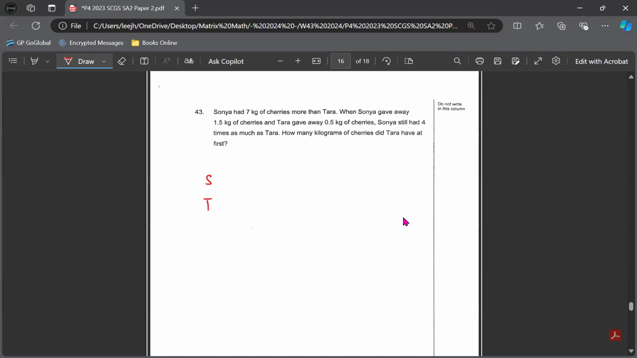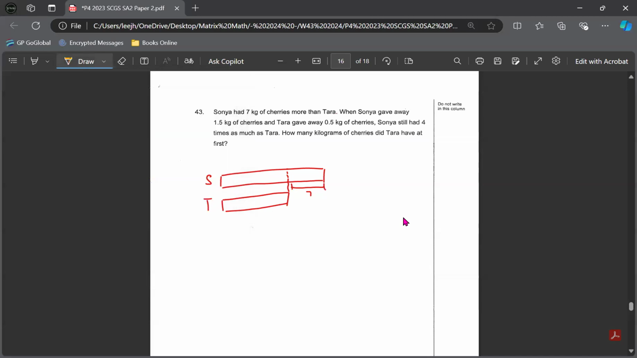So Sonia and Tara, Sonia got 7 kg more than Tara. So maybe like this, this is 7. Okay, so after that, what happens? Let me use another different color. It says that Sonia gave away 1.5. So maybe a little bit. This is 1.5. Tara also gave away 0.5. Little bit also. This is 0.5. Okay.